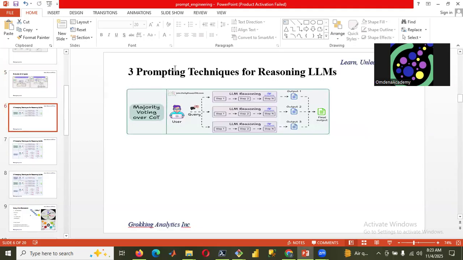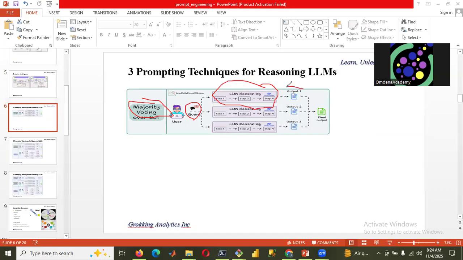Here we're going to talk about the three prompting techniques for reasoning LLMs. The first one is called majority voting, over COT. What majority voting simply means is that you, the user, write a query, right? Now, this query has to go through steps. Remember what we've talked about: input, the module, then the RAG, which is retrieval augmented generation. We talked about storing in memory. We talked about decision making. All that will be inside this reasoning LLM, right? All that will be captured in this reasoning LLM.